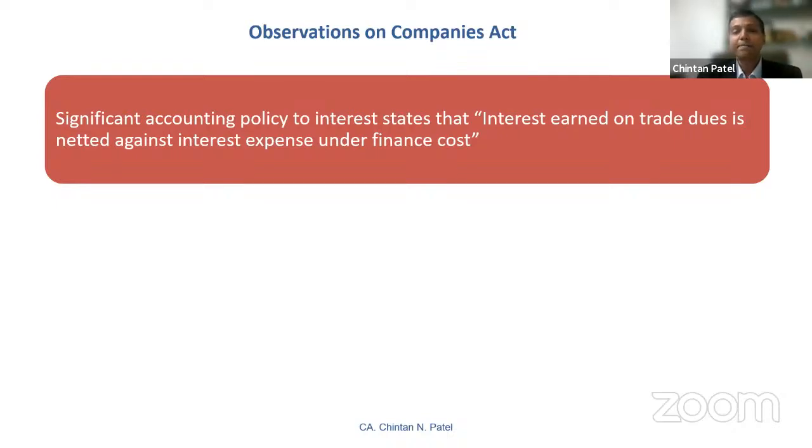Under the format, finance cost has a specific classification, which says interest expenditure and other borrowing costs separately. You cannot have a one-liner which says interest expenditure and finance cost. Interest expense and finance cost cannot be clubbed together, where Schedule 3 requires you to provide the bifurcation or separation of both the elements separately.